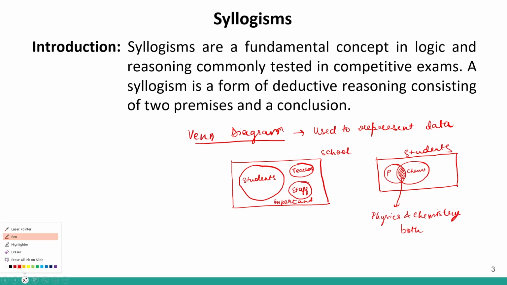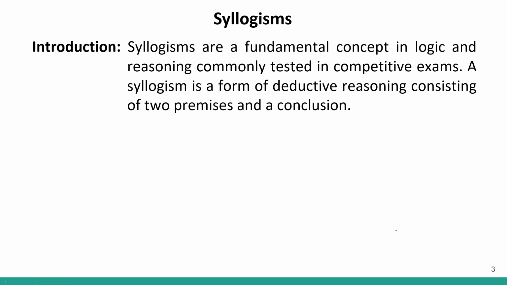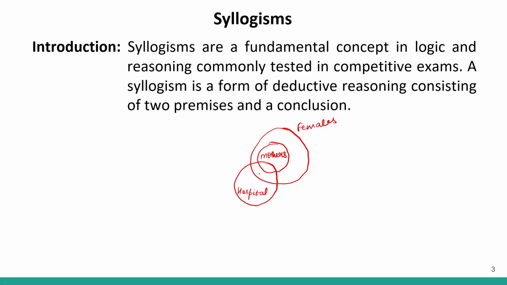Let us understand this in a better way. Let's say we have this circle and this represents females, the entire gender. Out of the females, we will have a certain section that will be mothers. Now let us take a job. Let us say that this circle represents all the people who work in a hospital.